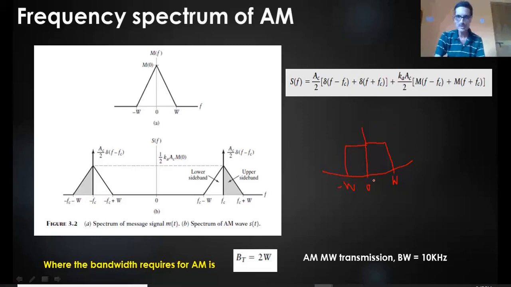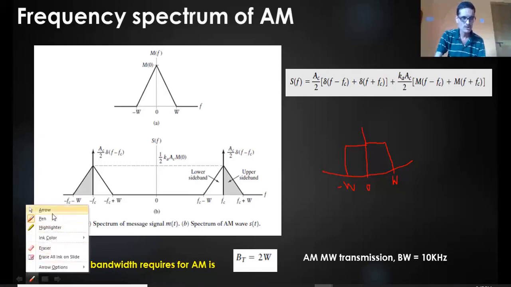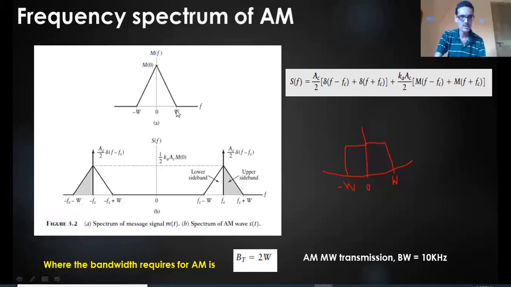It's a low pass signal because the frequency extends from 20 hertz to 20 kilohertz for an audio band in radio broadcasting. 20 hertz is almost equal to 0 hertz, so I will start with 0 hertz up to 20 kilohertz. The highest frequency is 20 kilohertz, which is a low pass. Here W is a low pass component. So this is your original message signal, M of f.